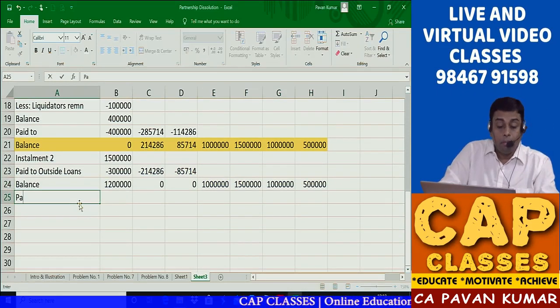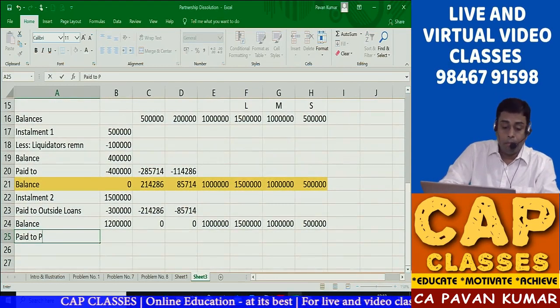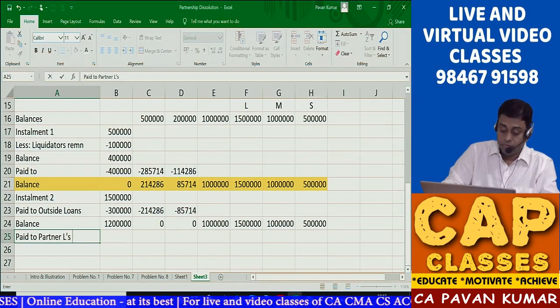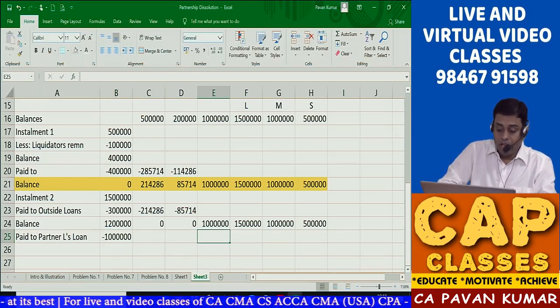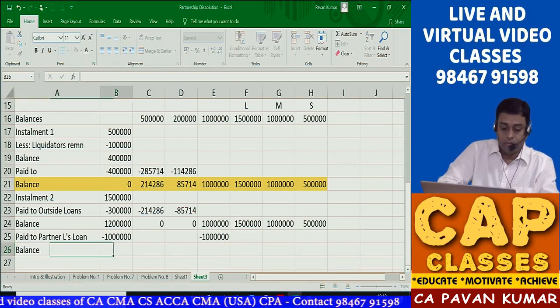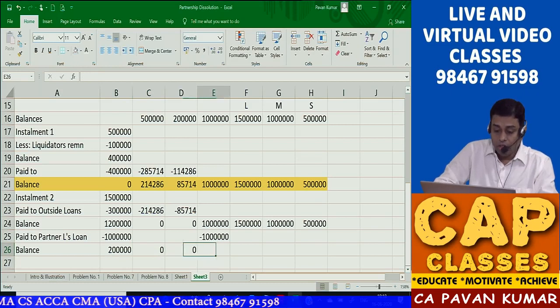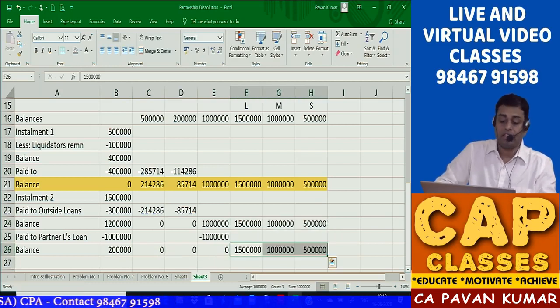No. Pay to partner's loan. This partner has a loan. No. L loan. Pay to partner L loan. How much is it? 10 lakhs. So here minus 10 lakhs. Okay, balance. So still I have 2 lakhs in hand. So this is 0, this is 0, this is 0. These people are carrying their capitals.